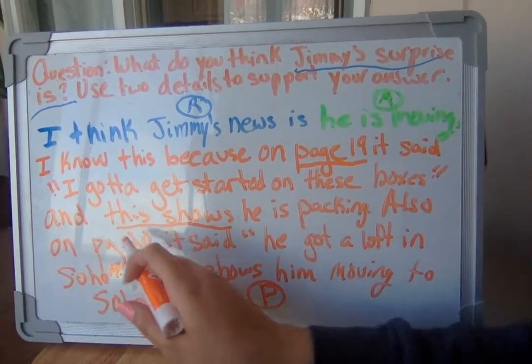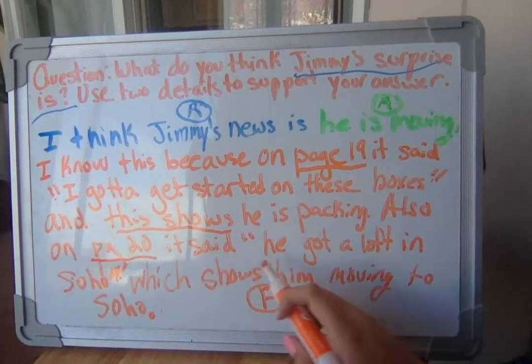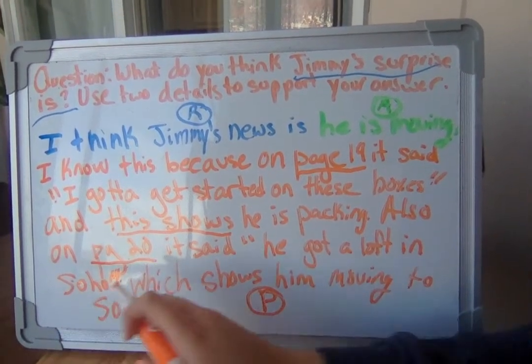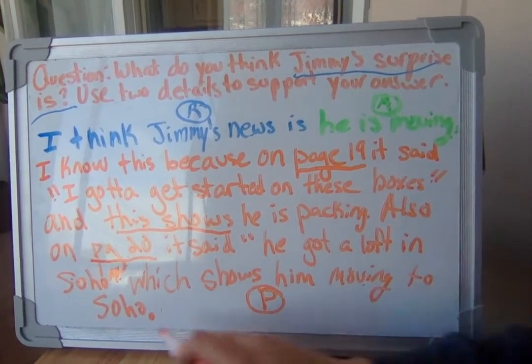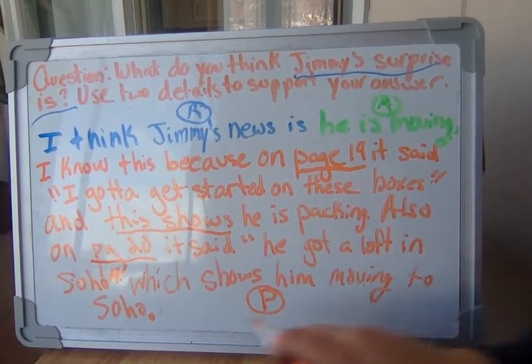Also, on page 20, remember, it said, he got a loft in Soho, which shows him moving to Soho. So it might have been a little bit hard because we didn't know what a loft was, or maybe we didn't know what Soho was. But that was another example of him saying that he got a new place. So when we talk about RAP, we're talking about restating, answering, and proving. When you prove, which is the hardest part, you're finding two clues that are going to prove your answer true.